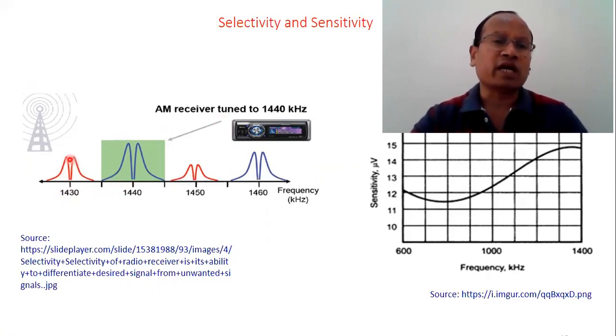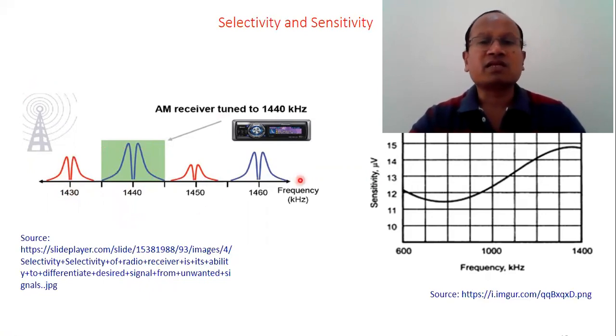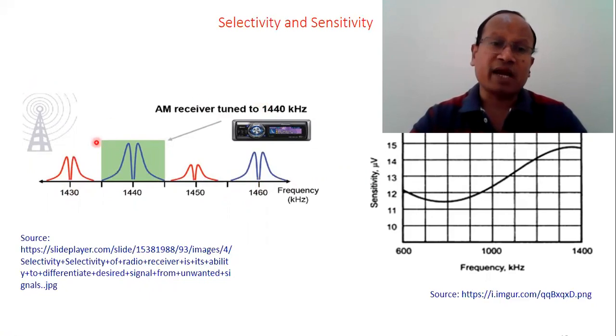There are two sidebands which are centered at 1430. There are other sidebands which are centered at 1440, 1450 kilohertz. There is another sideband which is centered at 1460 kilohertz. So what is our interest? Our interest is to get the frequency bands which are centered around 1440 kilohertz.